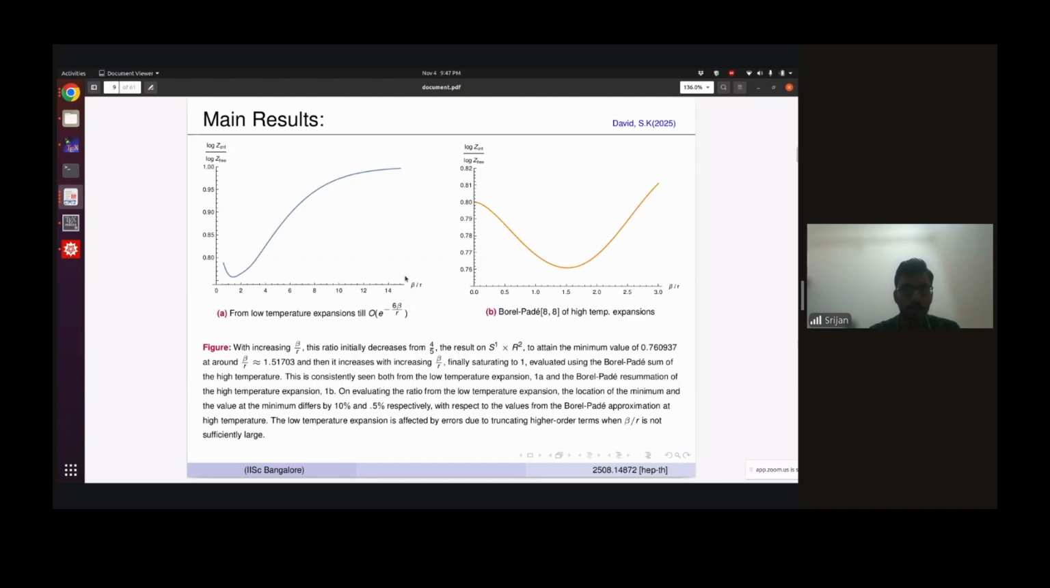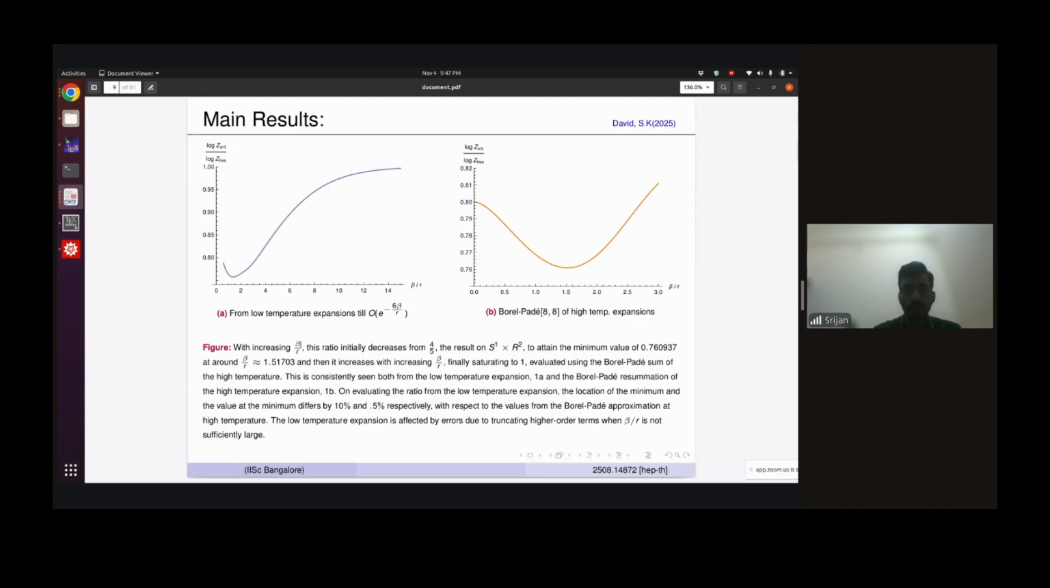I just wanted to show you the result first, so that you get some idea in the beginning of what I am going to talk about. So the point is that from both sides, you can see a similar nature from this plot.